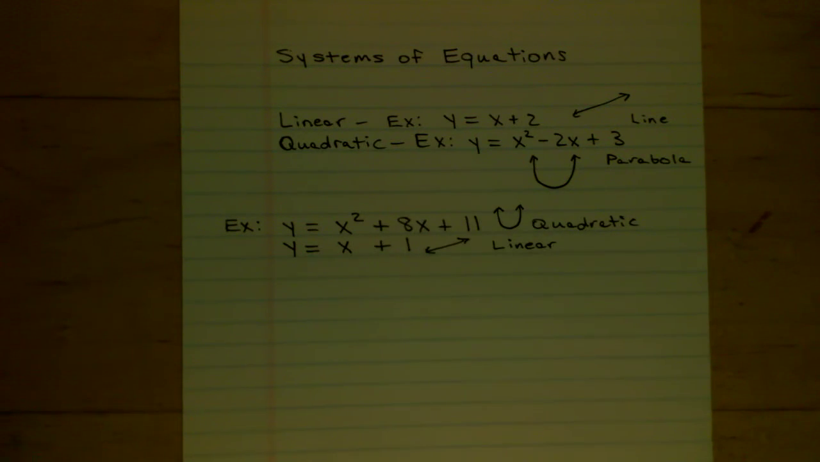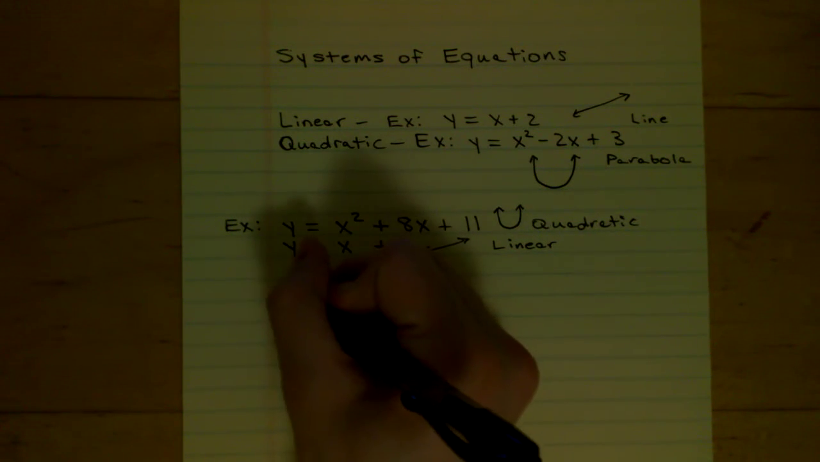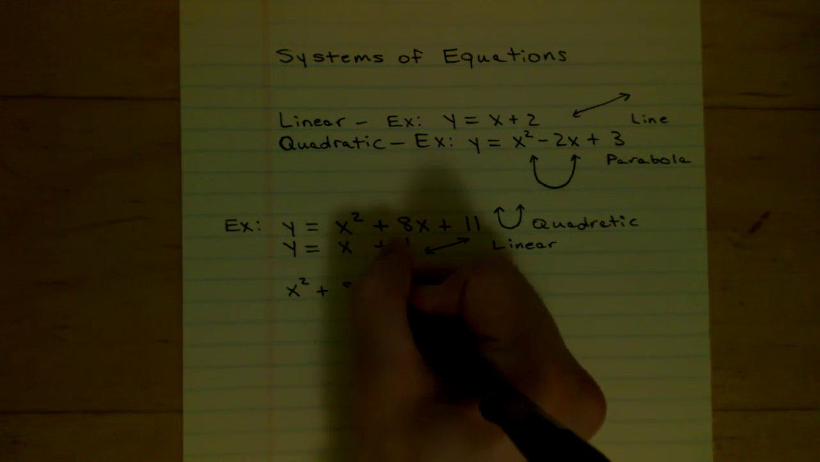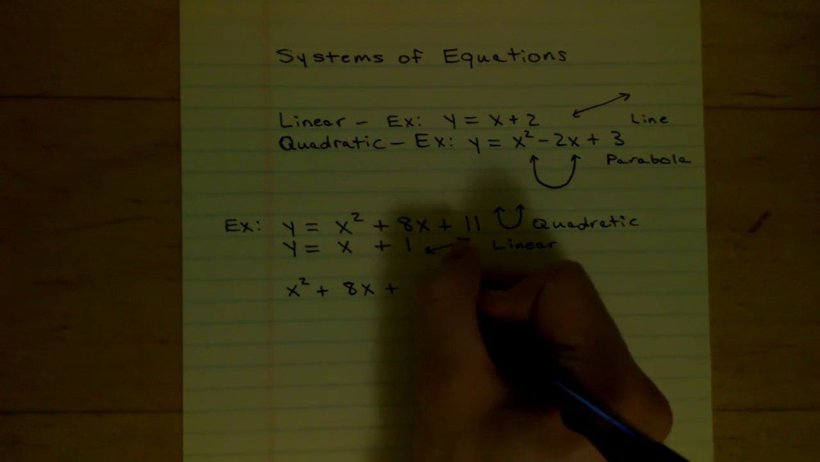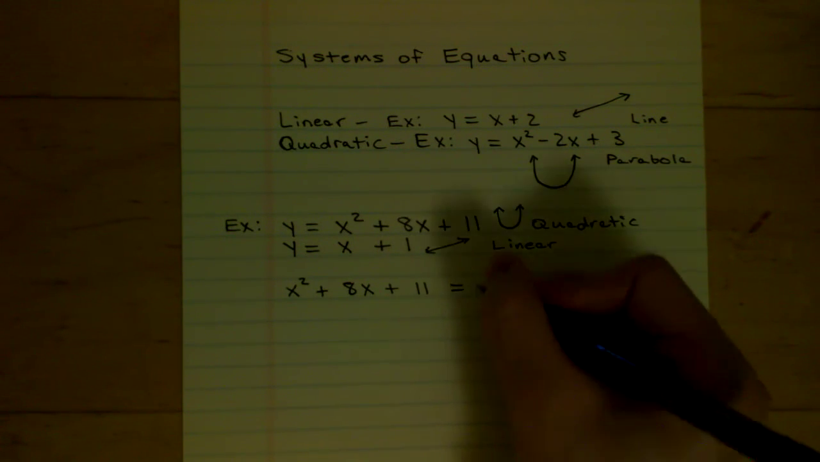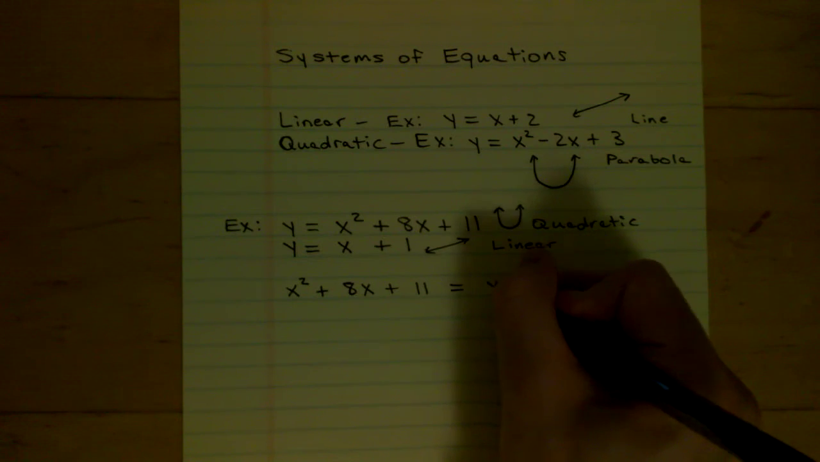Okay? So to solve systems of equations, what we're going to do is set the y's equal to each other. And I'm going to put the quadratic part on the left side, and I'm going to put the linear part on the right side. And you'll see why I'm doing that in a few minutes. So I'm going to take the x squared plus 8x plus 11, and I'm going to put it on the left side. On the right side, I'm going to put the x plus 1.